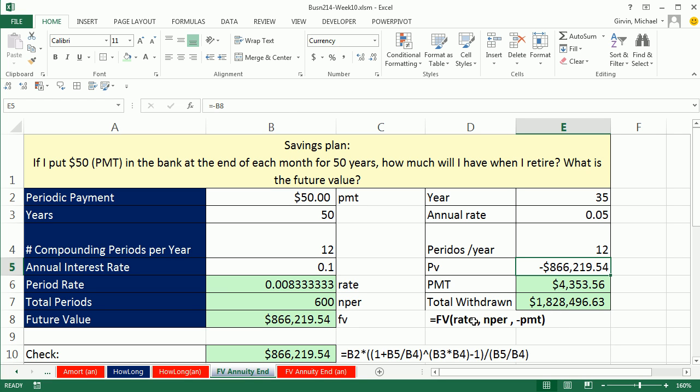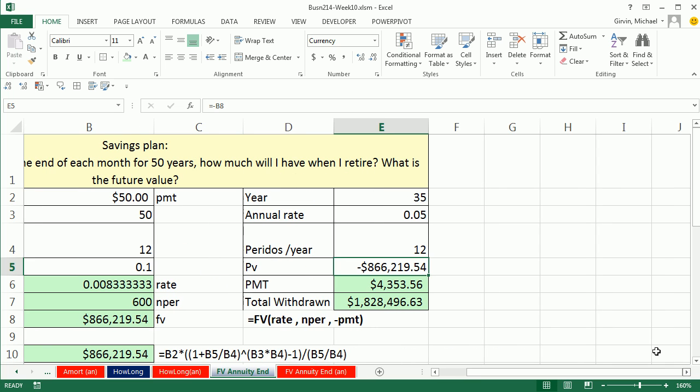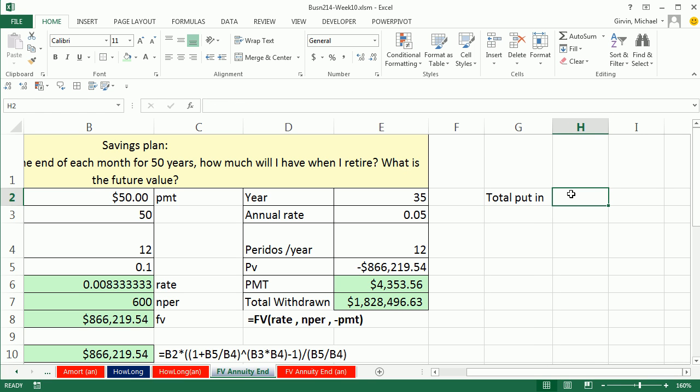You know, we could actually do one final calculation. I'm going to scroll over here and say total put in. And that just means how much did I actually put in. Guess what? This is going to be really small, $50 times the 50 periods times the 12 months. You got to be kidding, $30,000. And total withdrawals after all those years, $1.8 million. That's the power of compound interest.